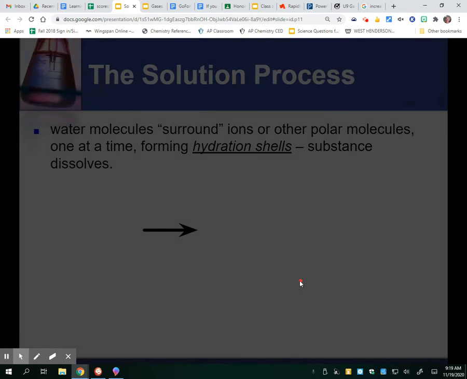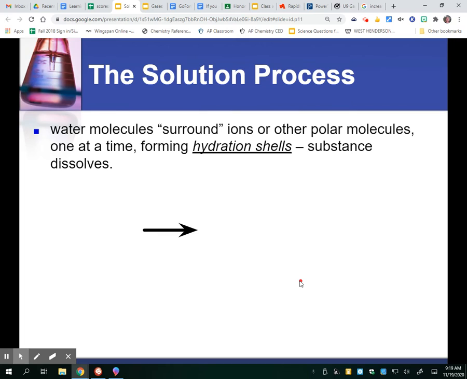All right, so water molecules are going to surround ions or other polar molecules one at a time, forming these hydration shells. So basically, water is going to surround them and keep the ions separate from one another. And that is what's happening when something is dissolved. So let me show you my example of salt water. So I've got water that's all hydrogen bonded to other water molecules. And then I have salt, which is ionically bonded. The sodium is ionically bonded to the chloride ions. And so they're all attracted in that crystal lattice structure.